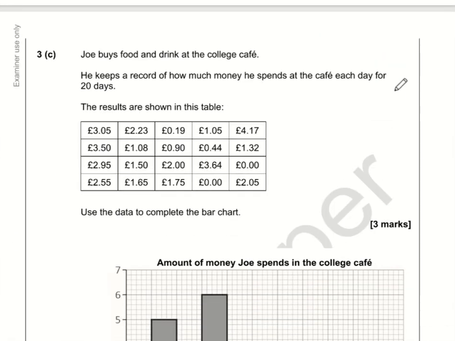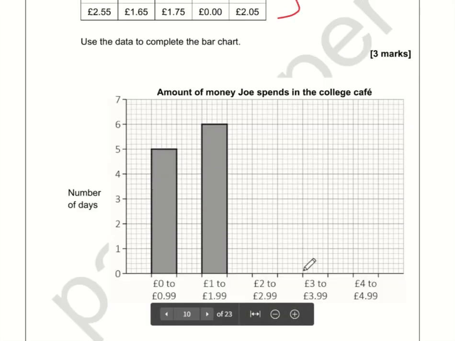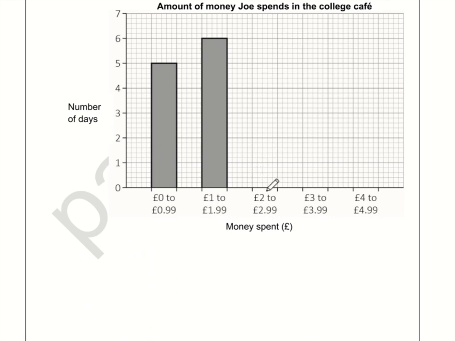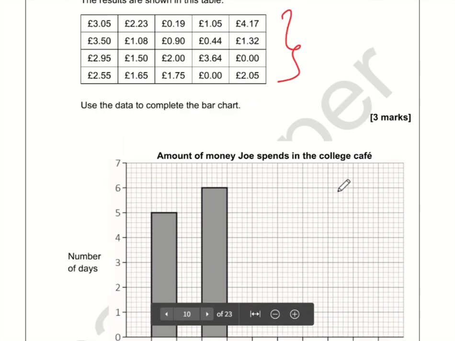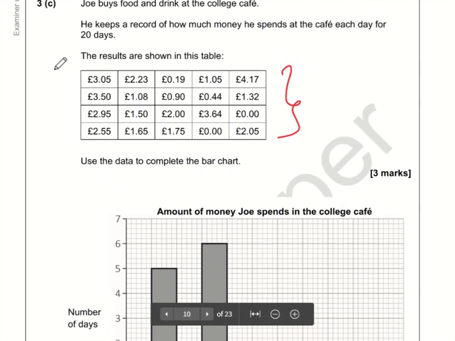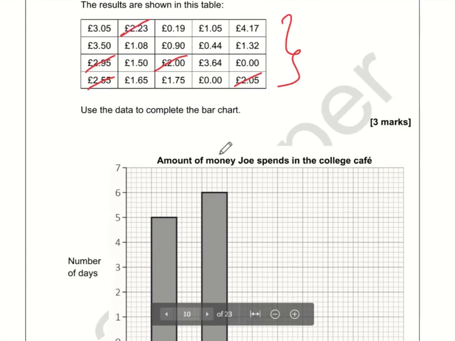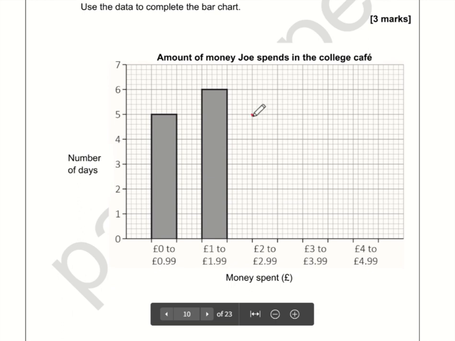Okay, so for question 3C, we just need to use this data here to complete this bar chart. Now we can see that we're going to create 3 bars. One is from 2 to 2.99, 3 to 3.99, and 4 to 4.99. So we're looking for any value that begins with a 2. So 1, 2, 3, 4. That's a total of 5. So this bar needs to go up to 5, which is here.